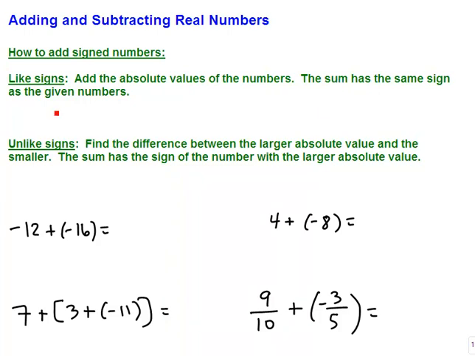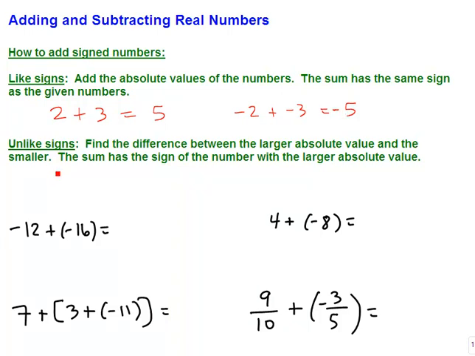the given numbers. So for example, if I just wanted to add 2 plus 3, you're just going to add 2 plus 3 and get 5, and since both of these numbers were positive, our answer stays positive. However, if I wanted to add negative 2 plus negative 3, we're still going to add just the 2 and the 3. That's what I mean by absolute value. Ignore the sign initially. 2 and 3 adds to 5, but this time because the two numbers were both negative, our answer is going to be negative.